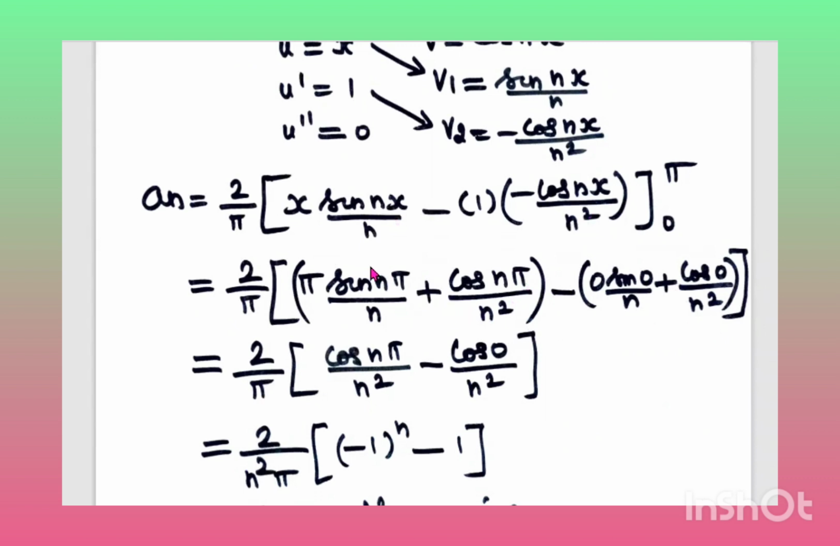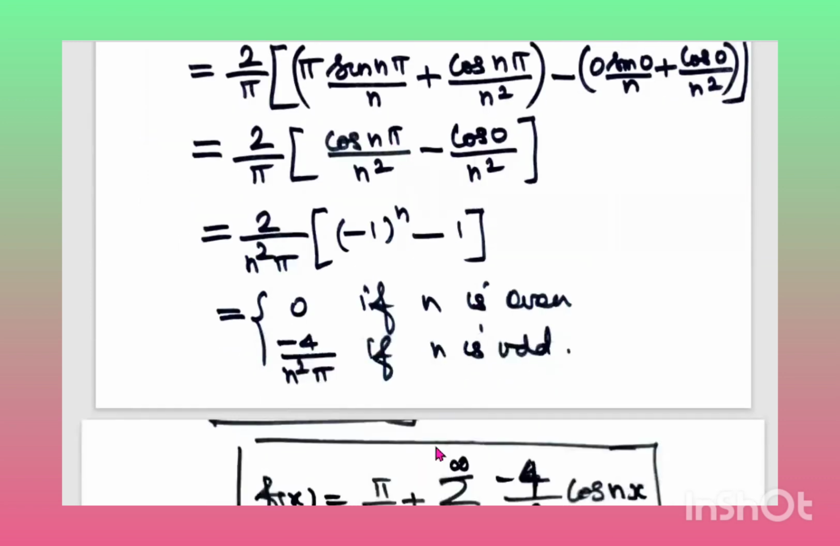First term sin n pi is 0. Second term cos n pi divided by n square. Third term 0. Fourth term minus cos 0 divided by n square. So therefore, it is equal to 2 divided by pi, cos n pi divided by n square minus cos 0 divided by n square. So 2 divided by n square pi, cos n pi can be written as minus 1 power n, and cos 0 is 1. So minus 1.